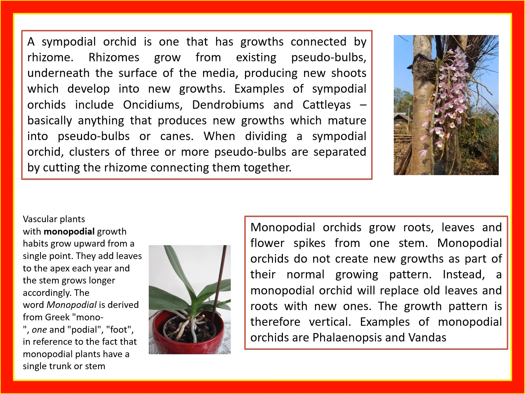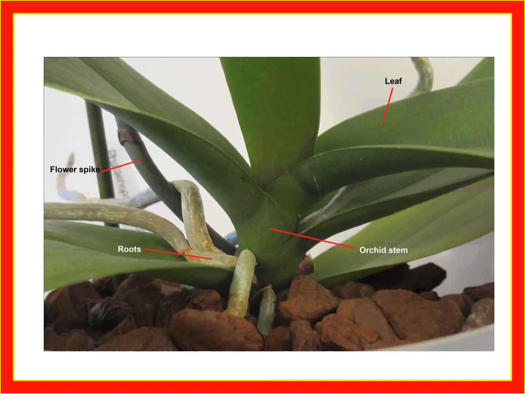Monopodial orchids grow roots, leaves, and flower spike from one stem. Monopodial orchids do not create new growth as part of their normal growing pattern. Instead, a monopodial orchid will replace all leaves and roots with new ones. The growth pattern is therefore vertical. Examples of monopodial orchids are Phalaenopsis and Vanda.